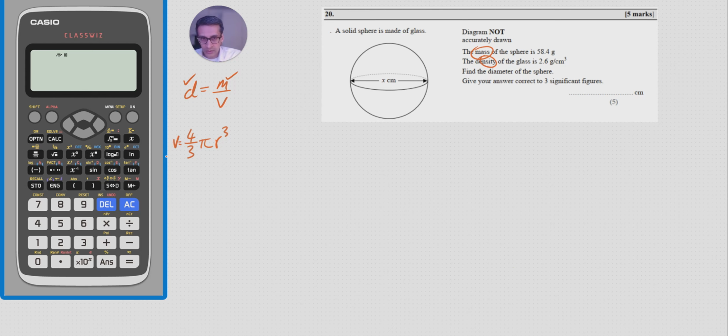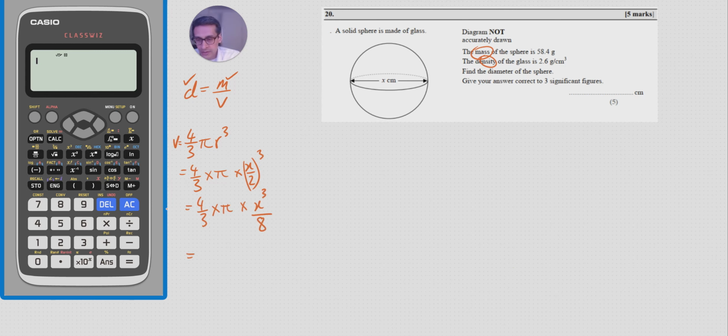The radius is going to be half of x, so it's actually going to be x over 2. So if we just rewrite this as 4/3 times pi times x over 2 cubed. So that then becomes 4/3 times pi times x cubed over, now 2 times 2 times 2 is 8.